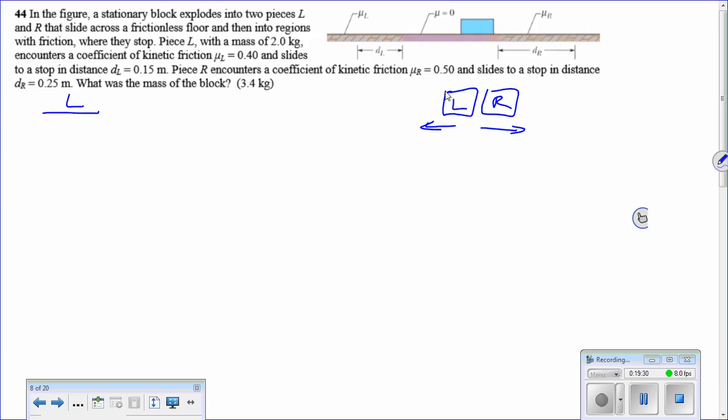So here's what we know for piece L. The mass is 2.0 kilograms. The coefficient of kinetic friction on the left side is 0.40. And it slides a displacement of 0.15 meters. And then I know similar information for piece R, which I'll get to in a second. All right, so why do you think you were given all of this information?